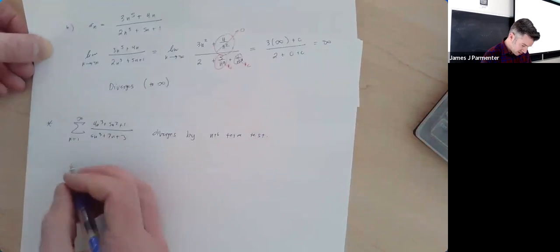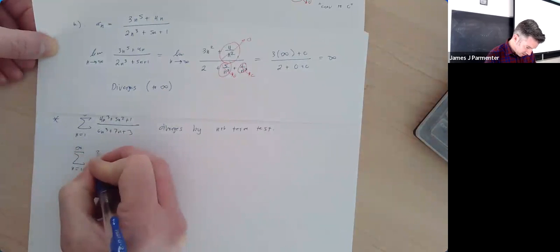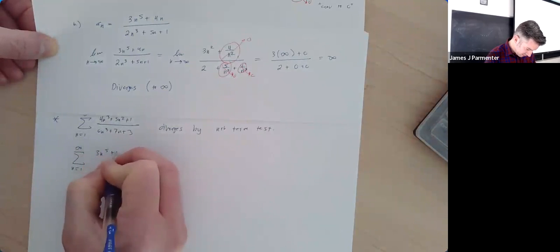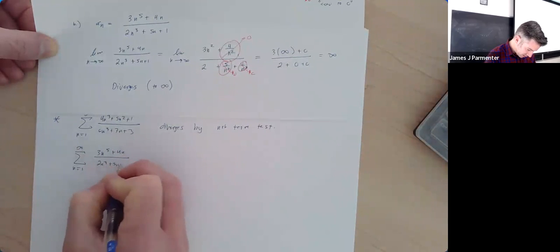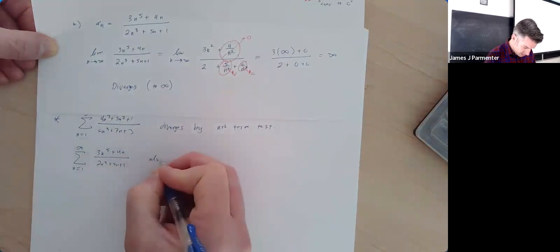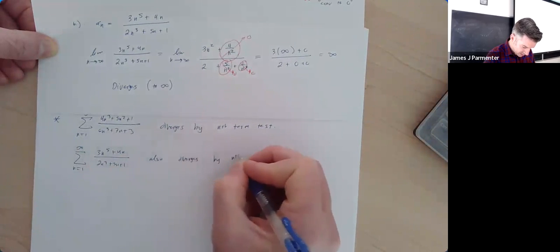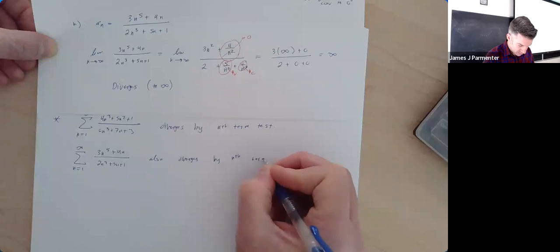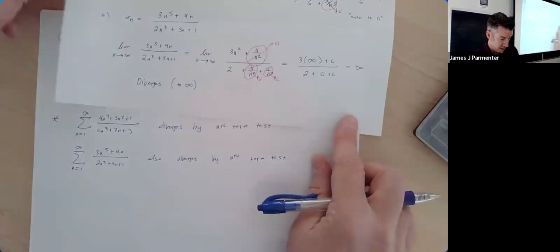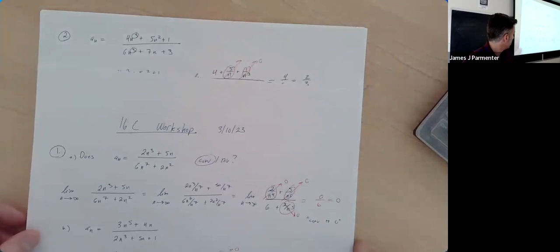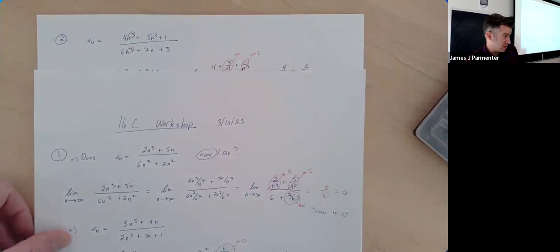this series, so the sum from n equals 1 to infinity of 3n to the 5th plus 4n over 2n cubed plus 5n plus 1 also diverges by the nth term test, because its sequence does not converge to 0. On the other hand, the first sequence we looked at, 2n cubed plus 5n over 6n to the 7th plus 2n squared, we could not say that the series for that diverges by the nth term test.